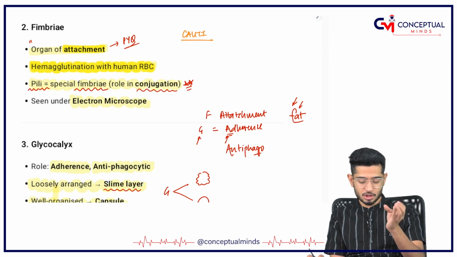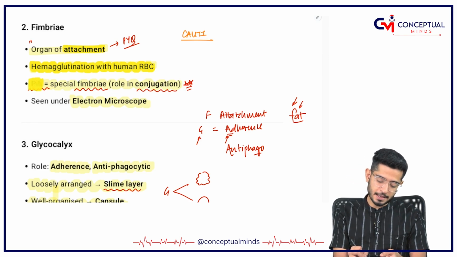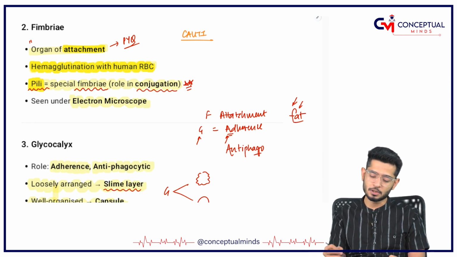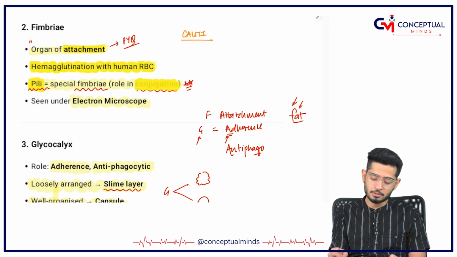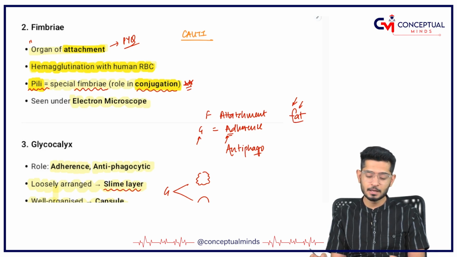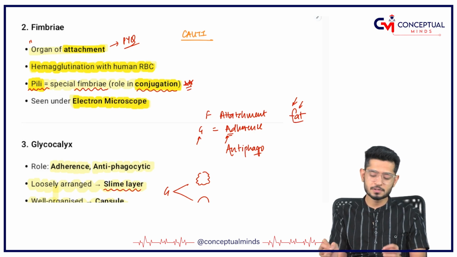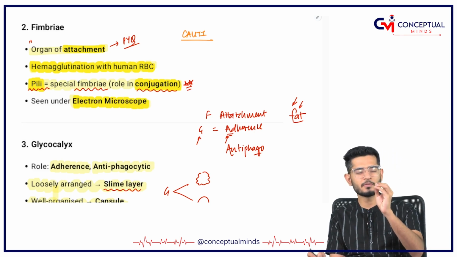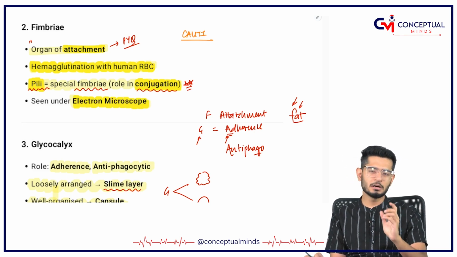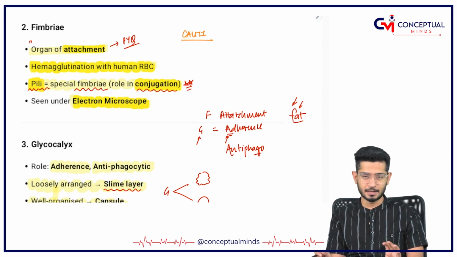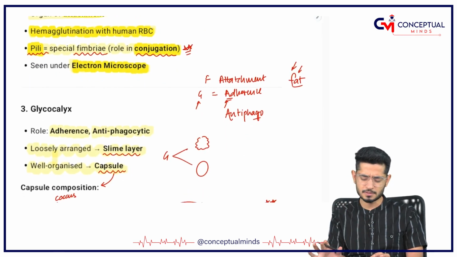A specialized Fimbriae is called Pili, and I have told you in the bacterial genetics video that it has a role in conjugation. Pili or Fimbriae are seen under electron microscopy because they are very small in size, 10 to the power minus 9 meters or 1 nanometer, something like that. But you don't need to worry, it's not important.